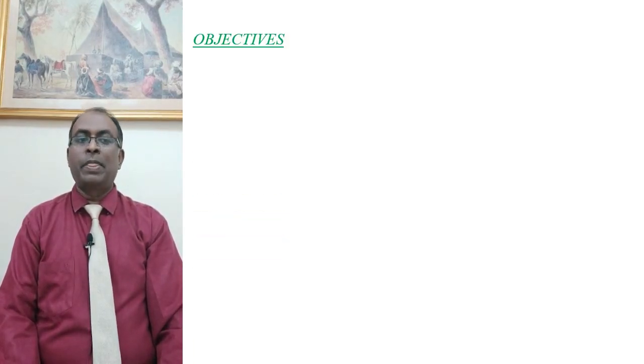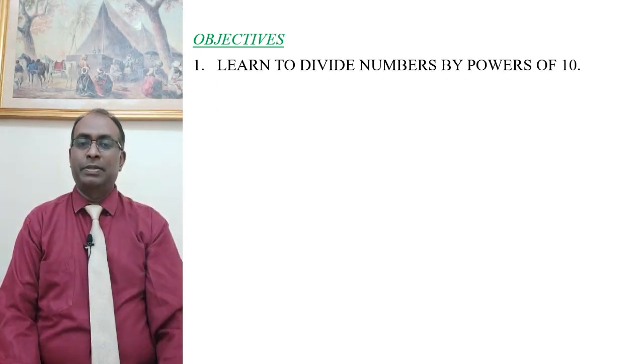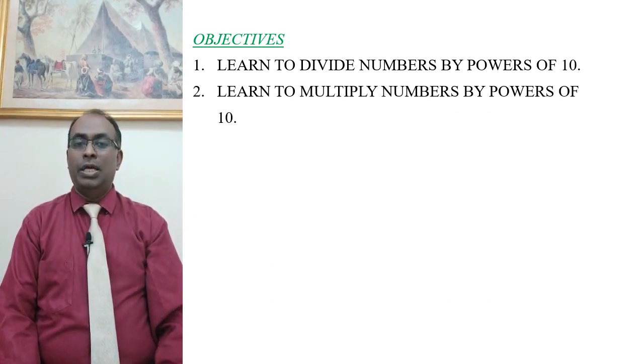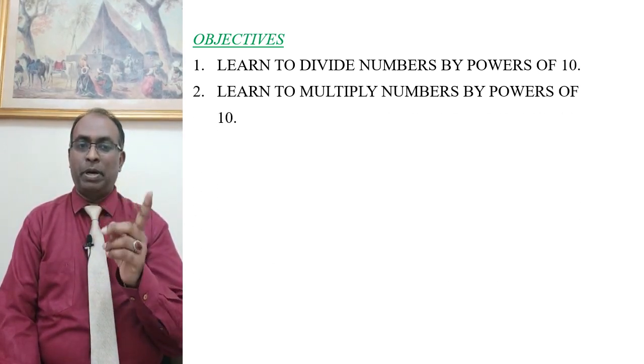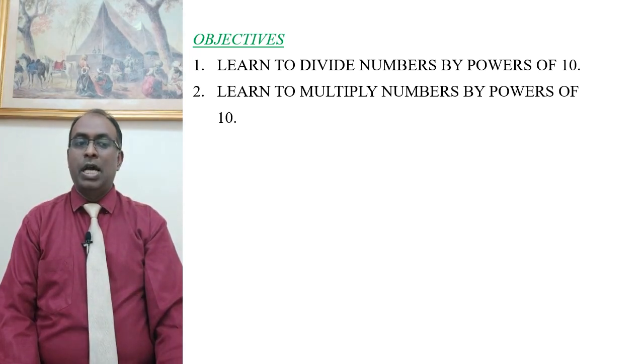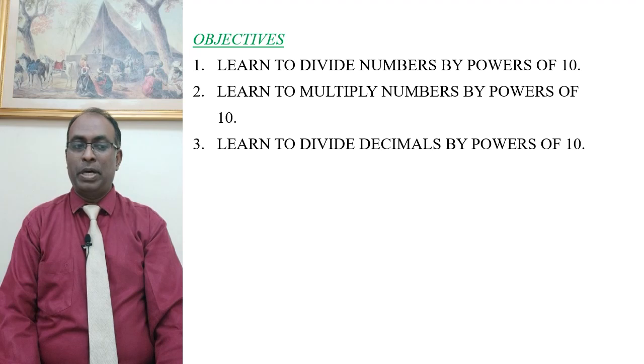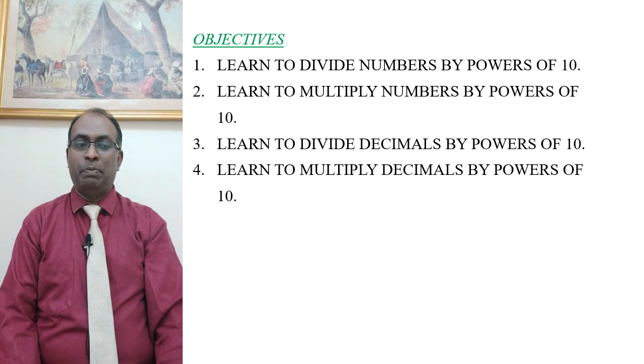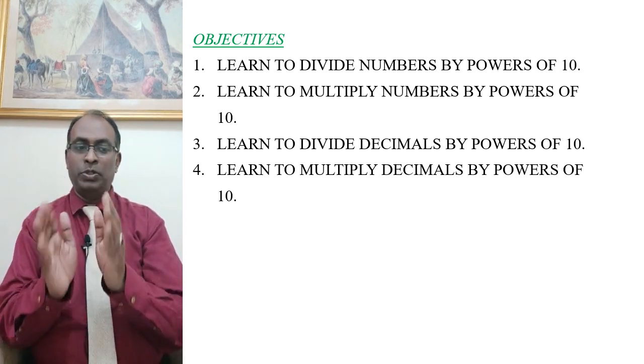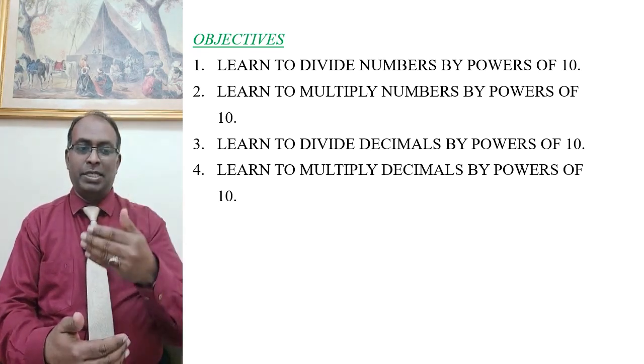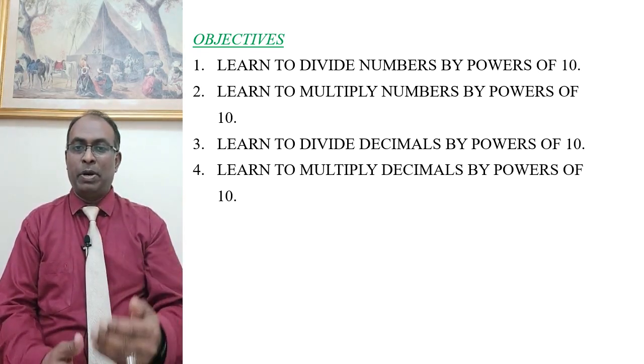The objectives of today's lesson: there are 5 objectives. Number 1, learn to divide numbers by powers of 10. Number 2, learn to multiply numbers by powers of 10. Number 3, learn to divide decimals by powers of 10. Number 4, learn to multiply decimals by powers of 10. Number 5, learn to use the relationship between place value positions to explain the pattern when dividing decimals by powers of 10.